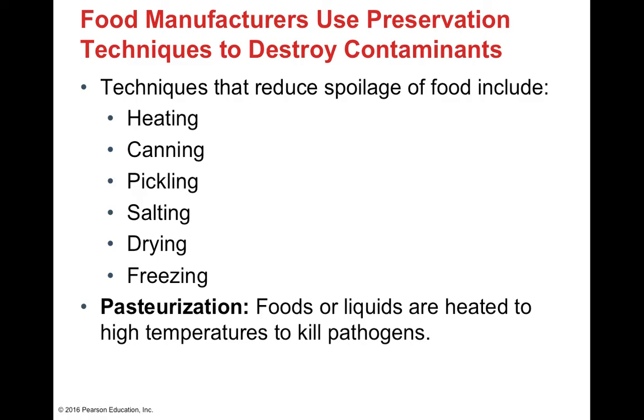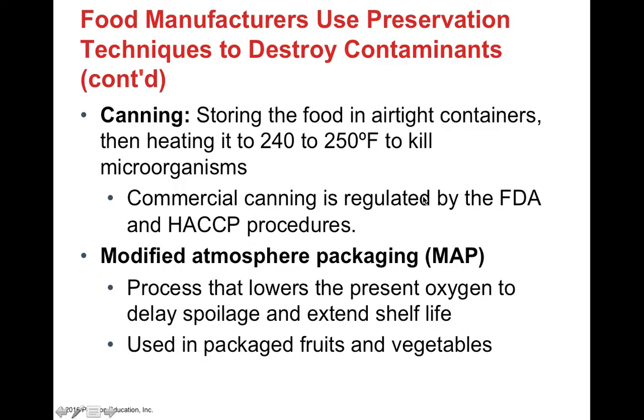Basically, what we do is we heat the food up to a high level just prior to canning, such that we can kill off the pathogens and then seal it so that no pathogens are introduced. That way we're able to create something that can last for a pretty long time frame, such as canning, right? So if we store food in an airtight container and then heat it up to 240 to 250, that's way above that 140 range where bacteria like to thrive. And that's going to kill any microorganisms. This is going to be regulated by the FDA and HACCP.